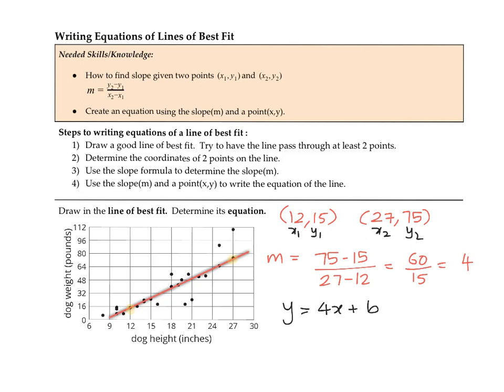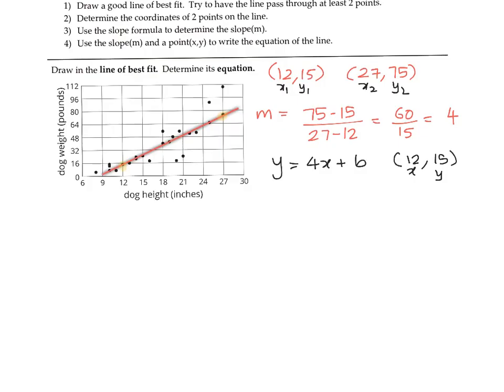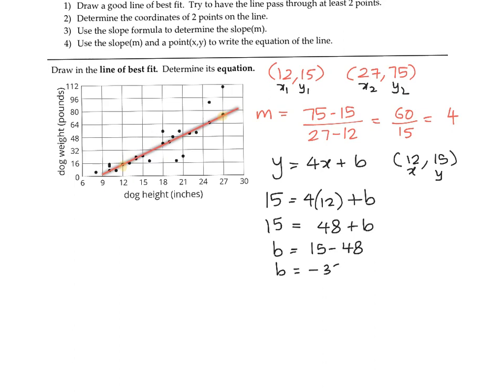Now we are missing b, so to figure out b, I'm going to use my first point, 12 and 15, replace x with 12, y with 15, and solve for b. So that would be 15 equals 4 times 12 plus b. So 15 equals 4 times 12 is 48 plus b. Rearrange and solve. So b equals 15 minus 48, which comes out to negative 33. So b would be negative 33.